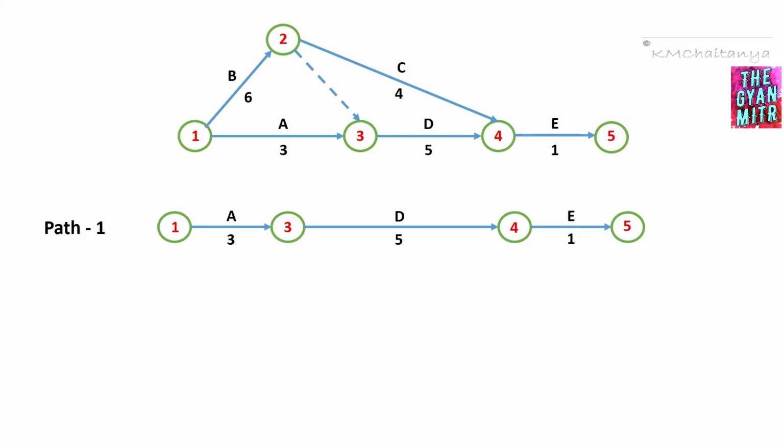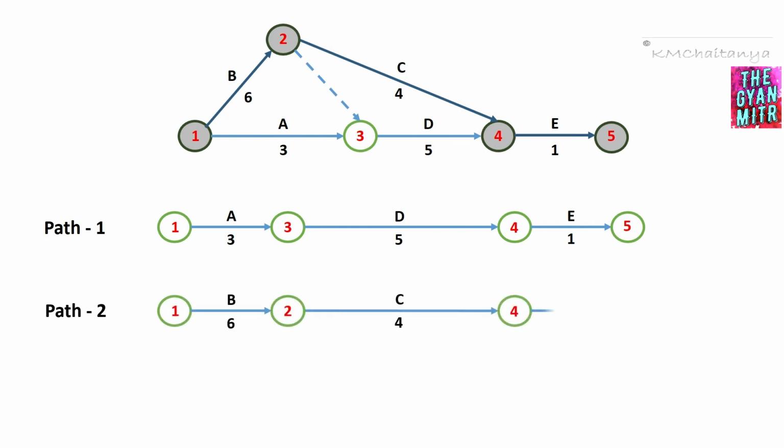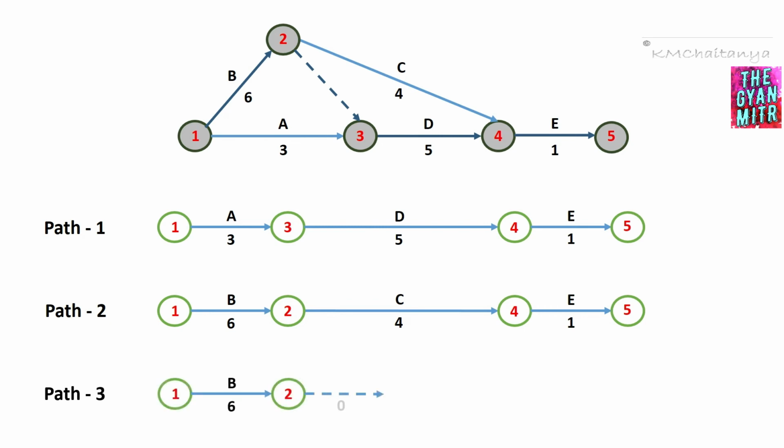Now we'll look into the second path of project completion. So it would be from event 1, 2, 4 and 5. So this would be our path 2. We have activity B, activity C and activity E. Look into another path of project completion. So that would be the path connecting event 1, 2, 3, 4, 5. We have path 3 with activity B, with a dummy activity in between, activity D and activity E.